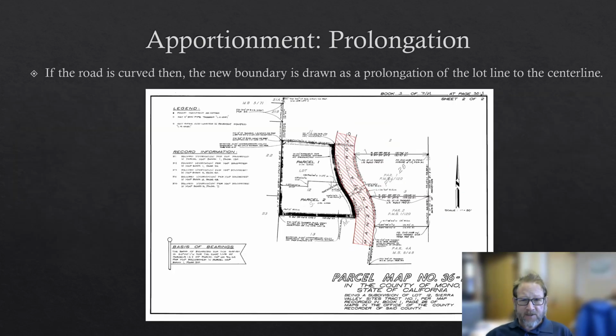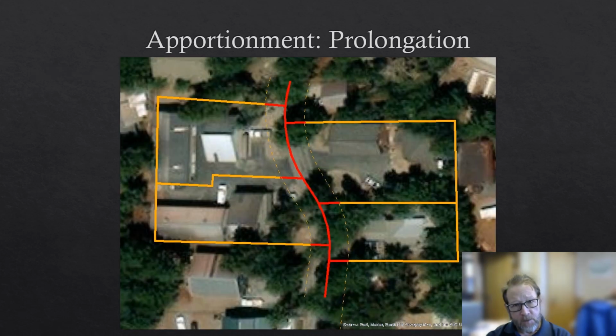Now, in this case, we have a curved road, and if this road was to be vacated, then the lines would be drawn as a prolongation from the original lot lines to the center line. So what that looks like is, so that's the way the new parcel lines would be drawn, much cleaner.